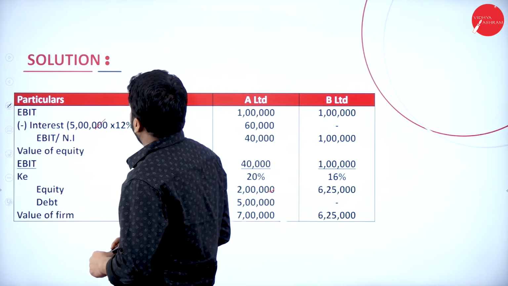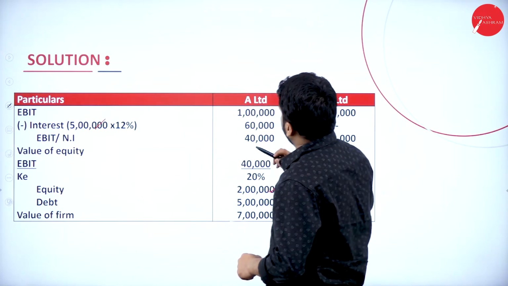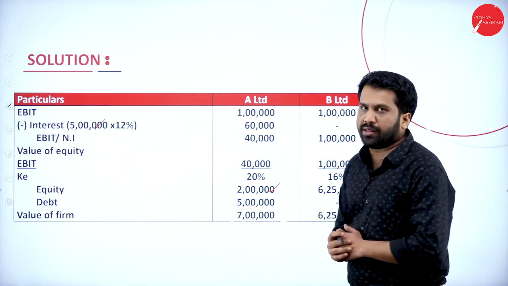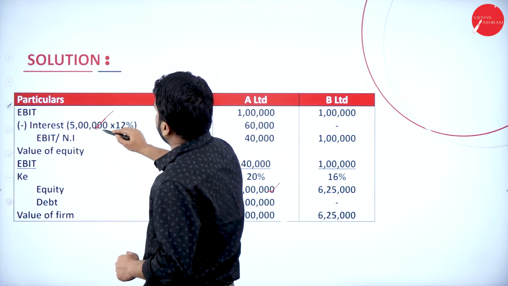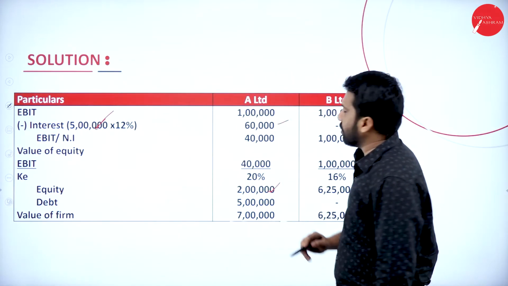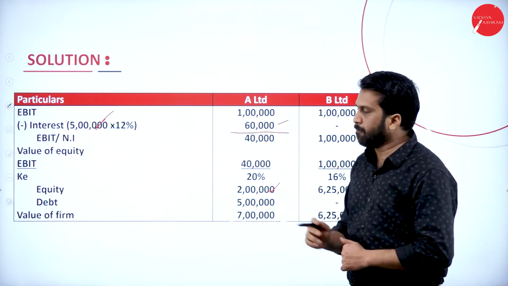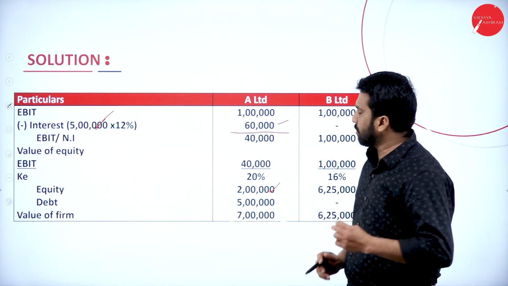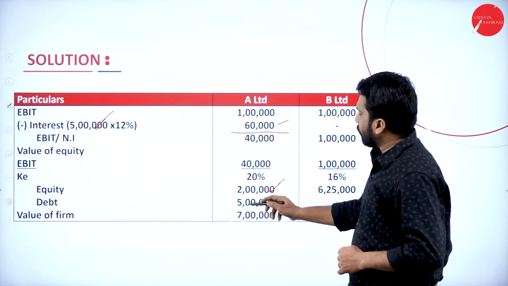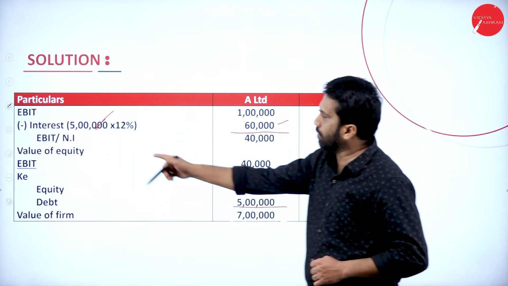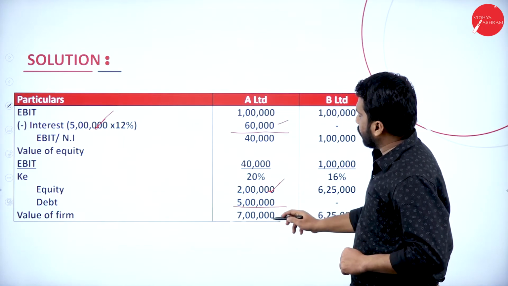So we have interest on 5 lakh. EBIT we have 1 lakh and 1 lakh. After that, we have to minus the interest portion, 5 lakh into 12%, you will get 60,000. Now, from 1 lakh minus 60,000, you will get 40,000. 40,000 divided by 20%, your answer is 2 lakh. To 2 lakh, we are supposed to add your debenture value. You know that your debenture value is 5 lakh. Now, 2 lakh plus 5 lakh, you will get 7 lakh.